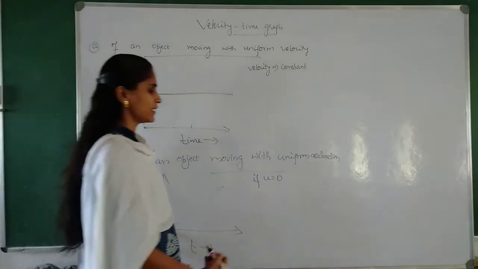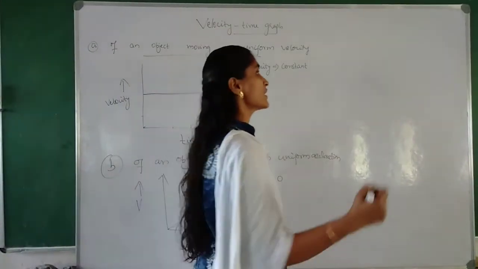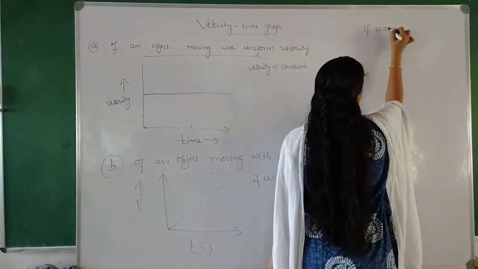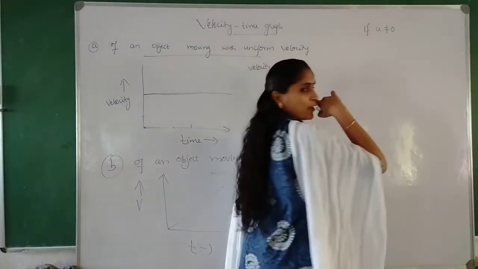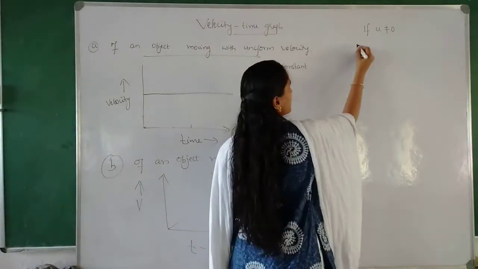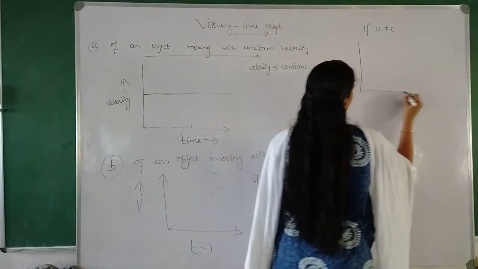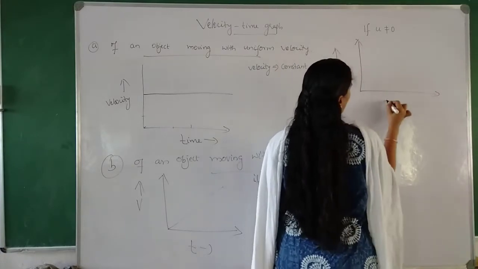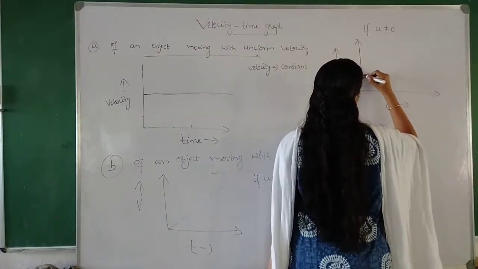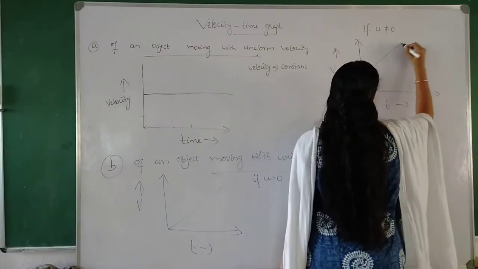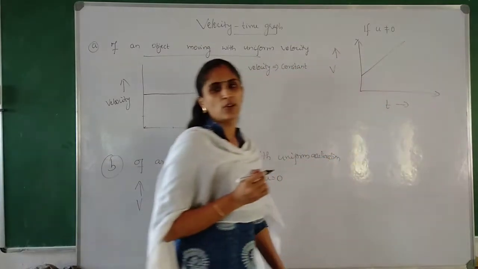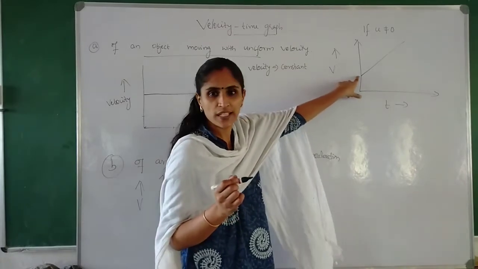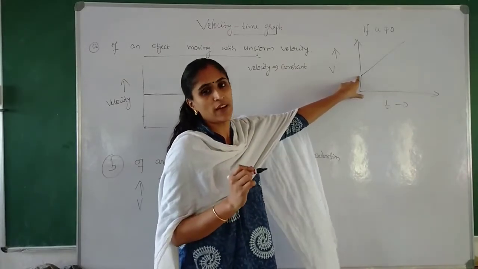So initial velocity is 0. And if initial velocity is not 0, what happens? If we are plotting the graph, what will we get? We are plotting velocity versus time. So here initial velocity is not 0, so it will start somewhere on the velocity axis. Initially, at t equal to 0, velocity is not 0, it has a definite value.